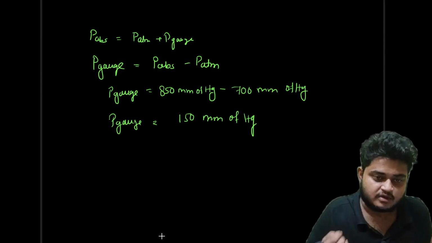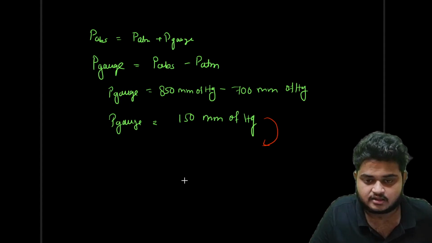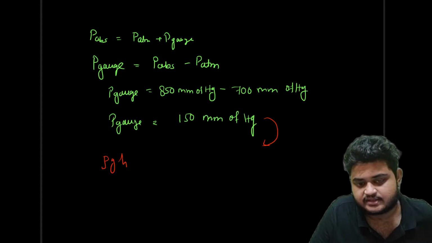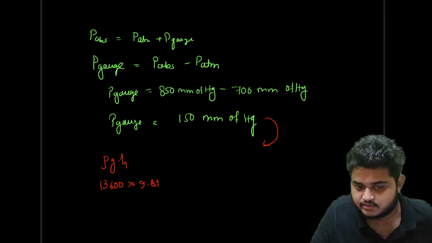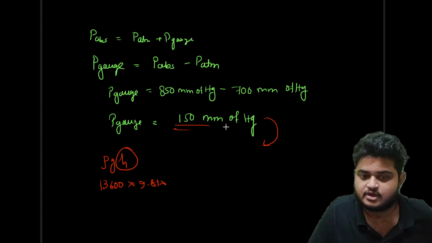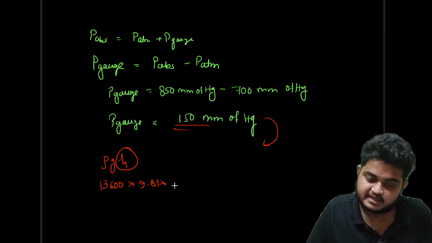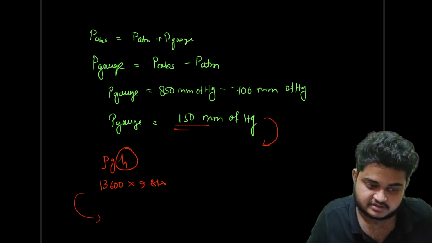And if they want the answer in Pascal, we need to convert that. And how can we convert that? That is rho into g into h, right? So this will be 13,609.81 and h will be converted from 150 mm to meter, and when we convert that, we will get the answer in Newton per meter square or Pascal.